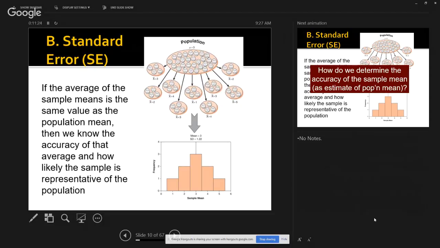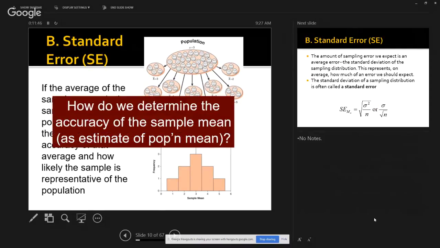Then we know the accuracy of that average and how likely it is to represent the population. But in real life, are we collecting thousands of samples from our population? No. The only time you might be doing that is total basic science, Petri dishes kind of, because it's easier to do. But especially when we deal with humans, you're not going to do that. So how do we know if our sample mean is accurate, if it is a good estimate of the population mean? Well, we look at standard error.